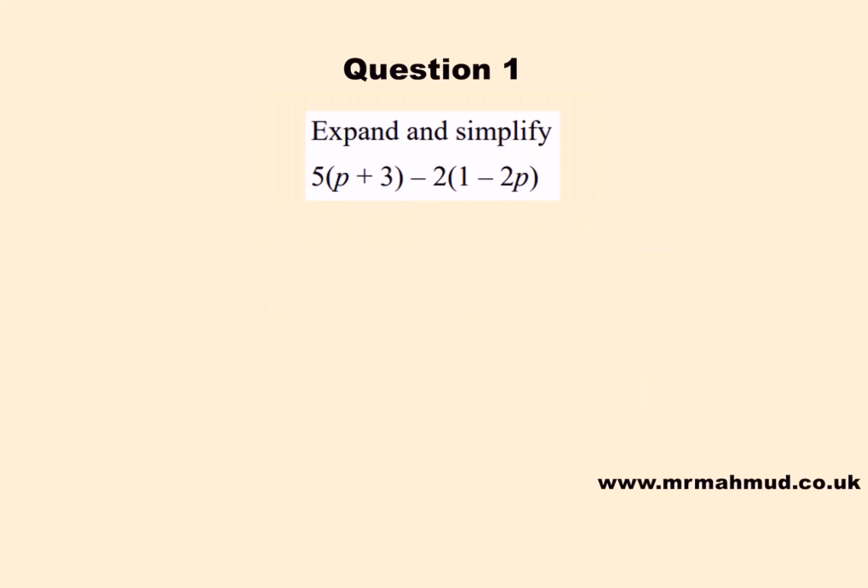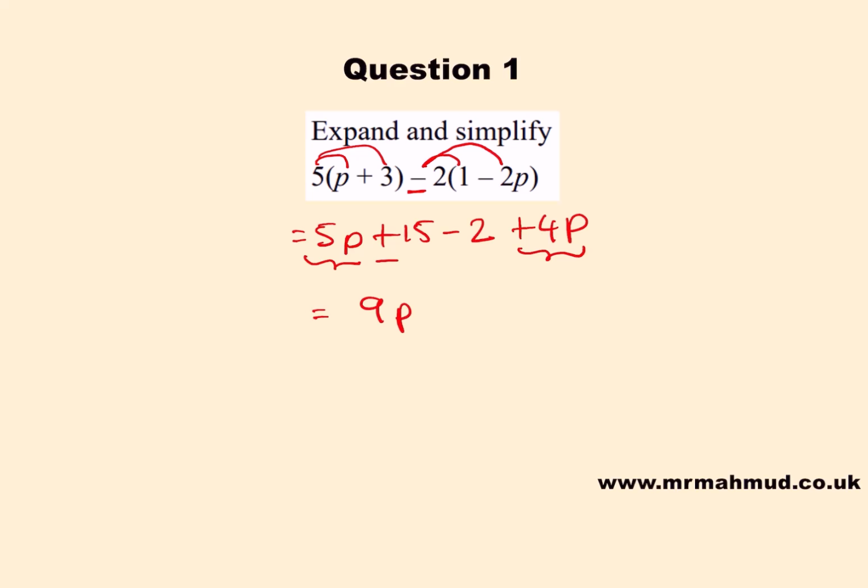First of all, we have expanding and simplifying brackets. 5 times p, which is 5p. 5 times 3 is 15, a positive 15. Be careful, this is a negative, so minus 2 times 1 is minus 2, and minus 2 times minus 2p is a positive 4p. Let's simplify and collect the like terms. So 5p plus 4p is 9p. 15 take away 2 is 13, which is a positive 13.